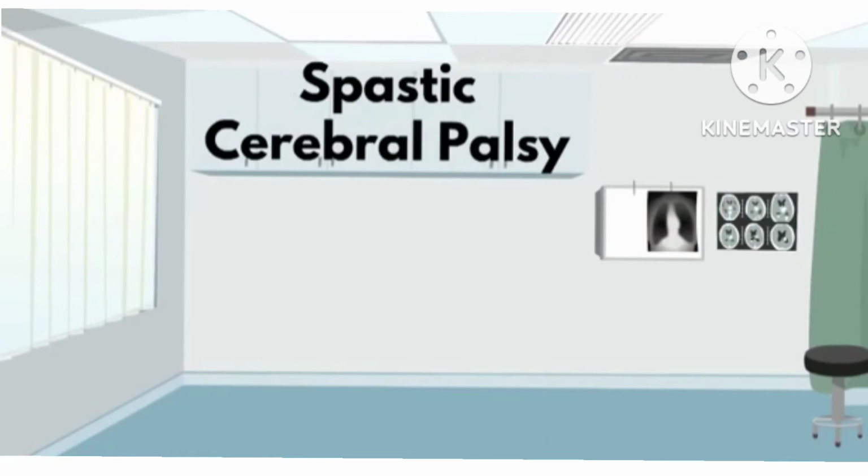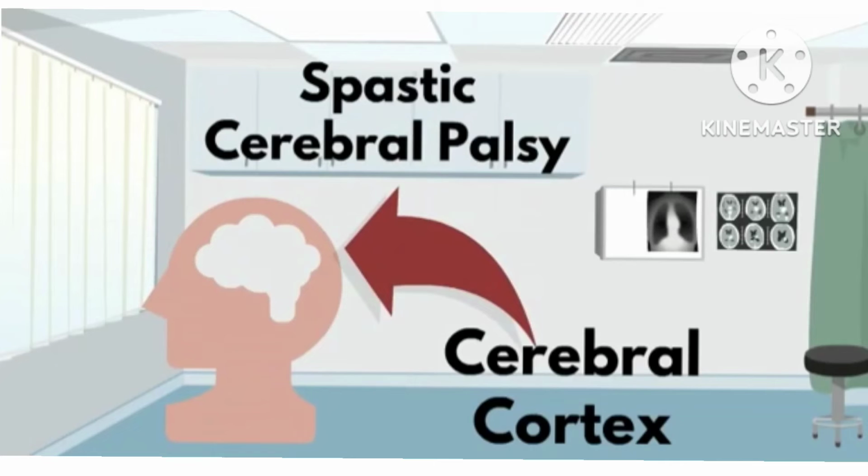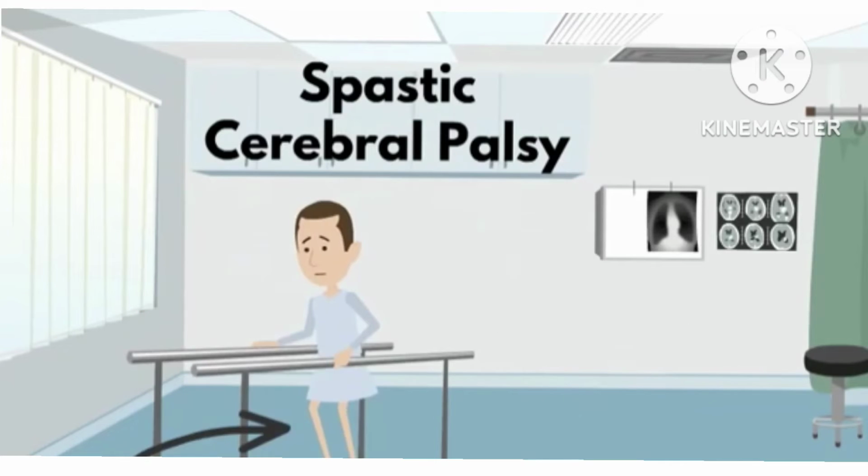For example, spastic cerebral palsy is the result of damage to the cerebral cortex, the biggest area in the brain. It causes the production of stiff muscles, which are often called spastic muscles. This type is the most common form of CP. Spastic cerebral palsy can affect different parts of the body.